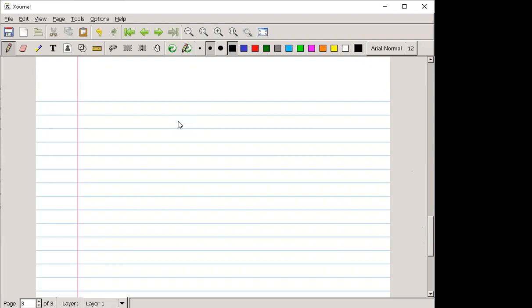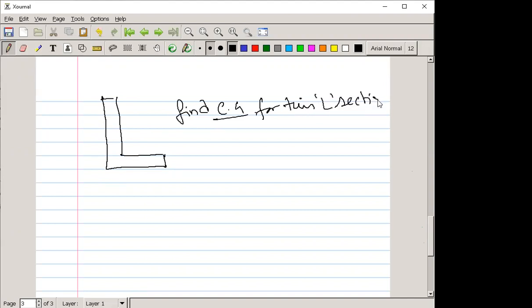So another type of problem: suppose in the question it is given that you have to find out the centroid of an L section. Suppose this is your L section and you have to find out the CG for this L section. Clear? Suppose this type of question comes in the exam. So how can you solve this type of problem?